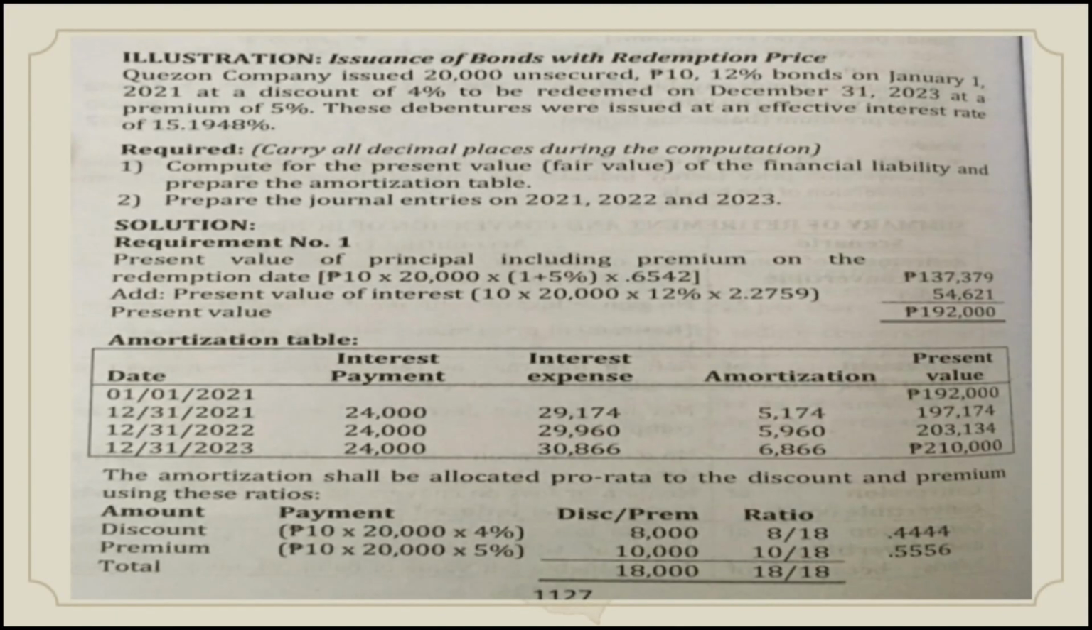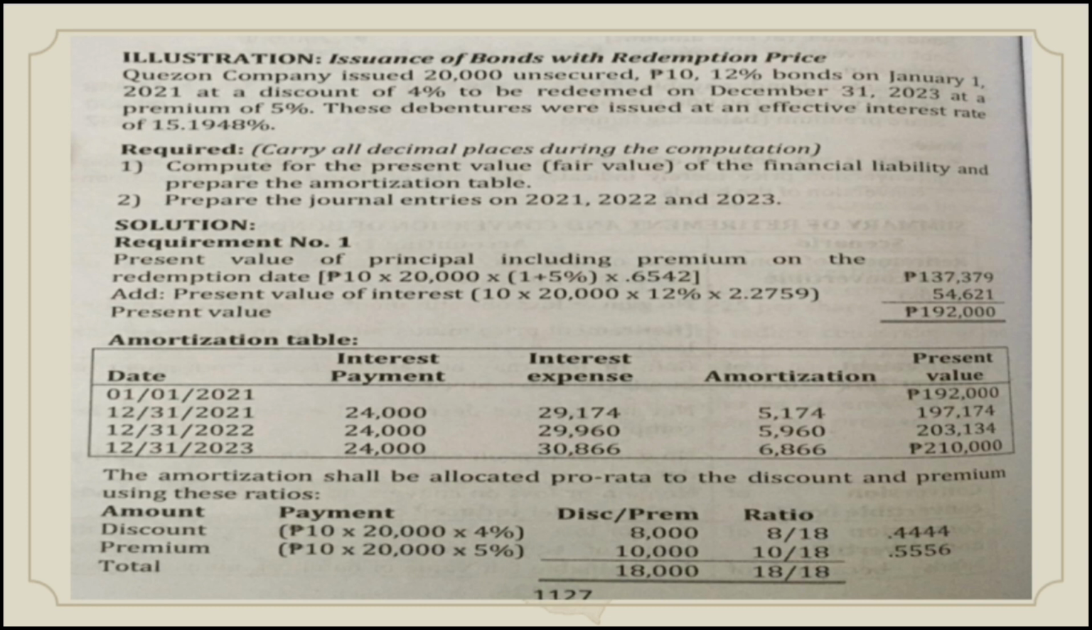So let's analyze another illustration about issuance of bonds with redemption price. Quezon Company issued 20,000 unsecured 10 pesos 12% bonds on January 1, 2021 at a discount of 4% to be redeemed on December 31, 2023 at a premium of 5%. These debentures were issued at an effective interest rate of 15.1948%.